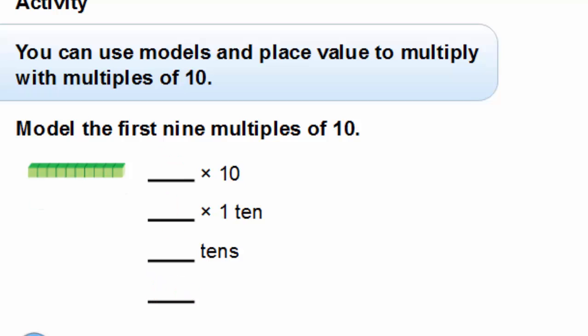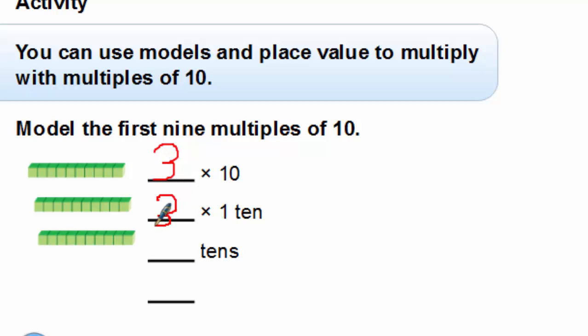All right, let's see. All right, now how many do we have? We have 3 groups of 10, don't we? We have 3 groups of 1 ten. How many tens is that? Good, 3 tens. And we all know that 3 tens is 30. Good job.